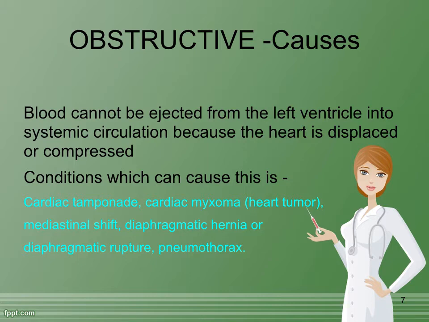Obstructive causes, as I say, something is obstructing, so blood cannot be ejected from the left ventricle into the systemic circulation because the position of the heart is displaced or it's compressed. Conditions which can cause this are cardiac tamponade, any heart tumor, any mediastinal shift, diaphragmatic hernia or diaphragmatic rupture, or any pneumothorax. So these are the common conditions when obstructive shock can happen.